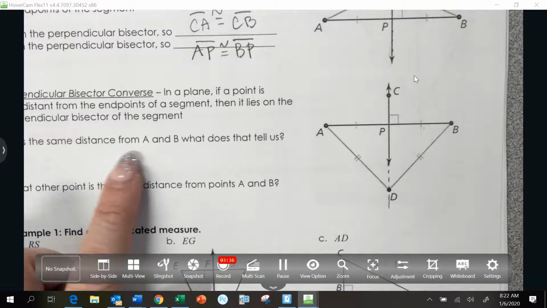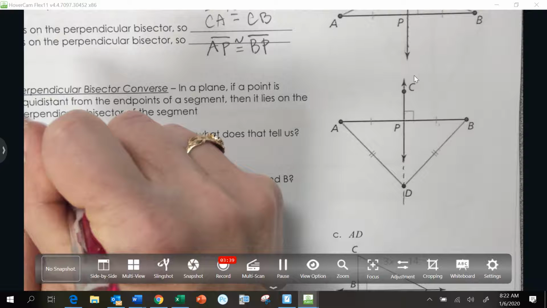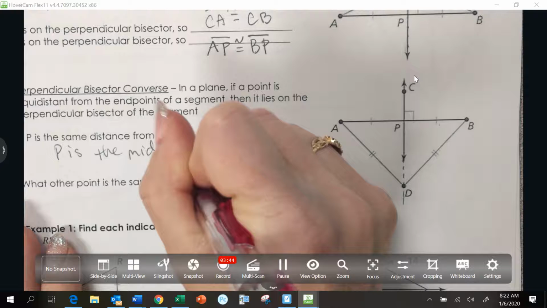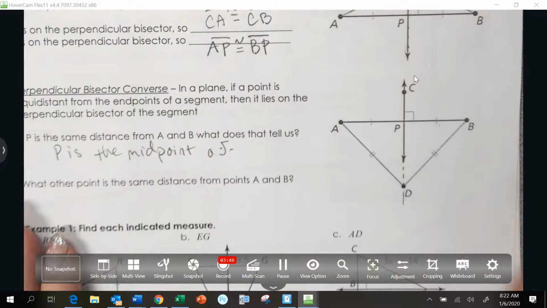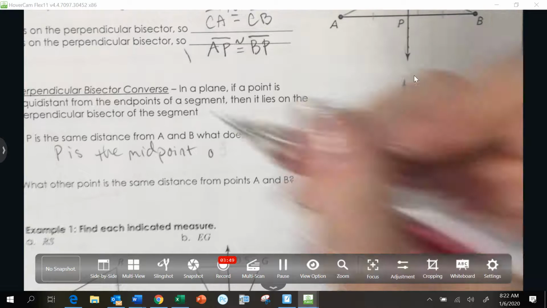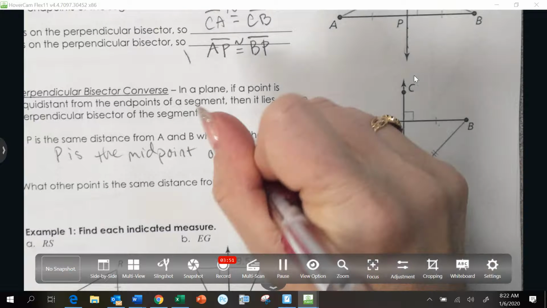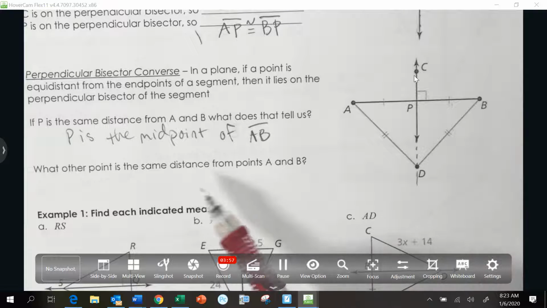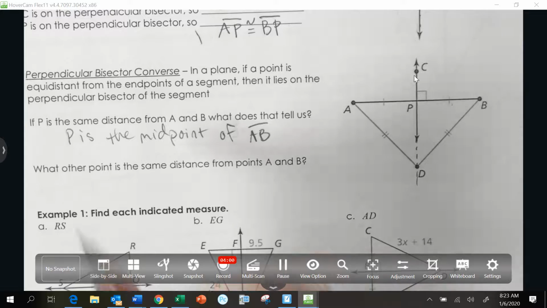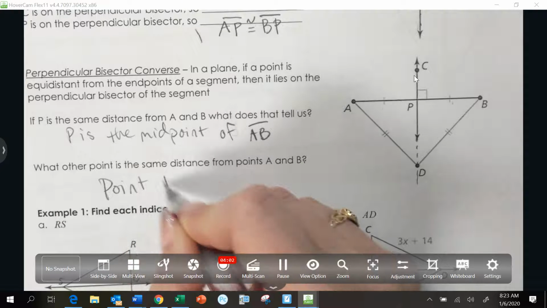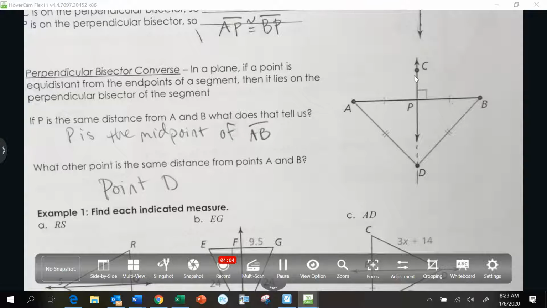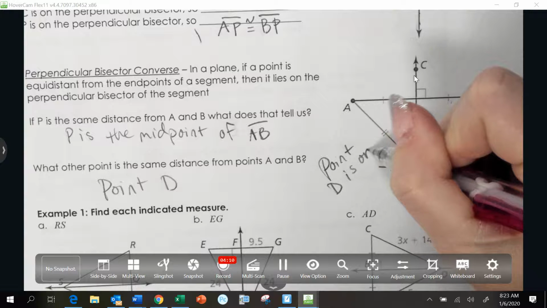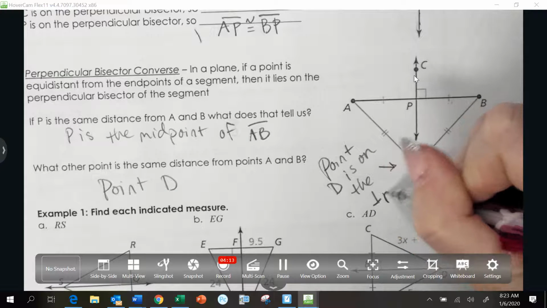If P is the same distance from A and B, what does that tell us? P is the midpoint of AB. What other point is the same distance from point A and B? Point D. Point D is on the perpendicular bisector.